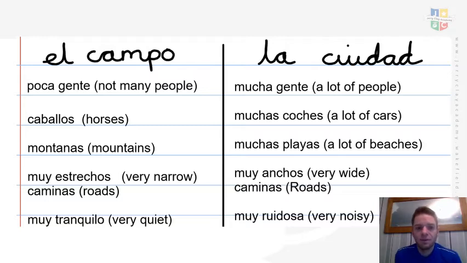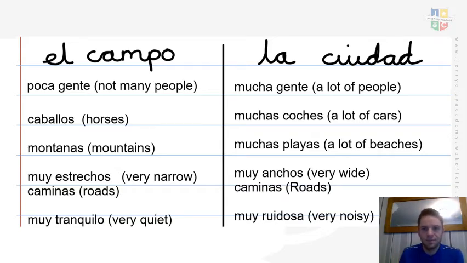Okay, let's go through the vocabulary for this then. It's kind of the opposite from El Campo, so there's not too much difference, but you'll also be able to see the opposite language, which is really useful for you. So the first one is mucha gente. Muy bien, which means a lot of people, which is the opposite to El Campo, the countryside.